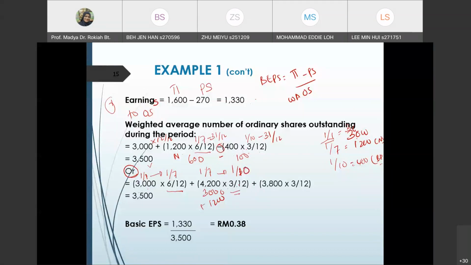And then starting from 1st of October until 31st December, another 3 months, the shares that you have are only 3,800, which is 4,200 minus 400 for the share buyback. So you times 3 over 12. At the end, you're going to have 3,500, the same thing. So you can use either this method or the other method to calculate the weighted average number of shares.